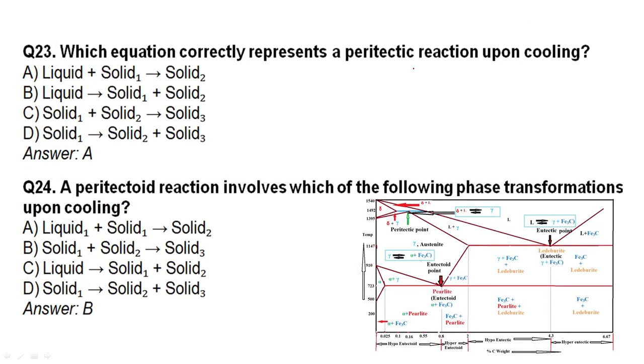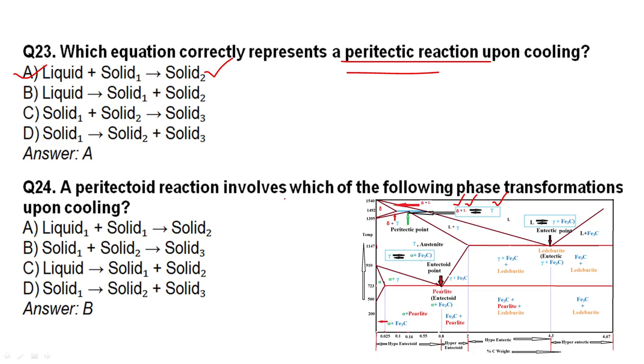Which equation correctly represents the peritectic reaction upon cooling? In the peritectic reaction, with delta ferrite as the solid, liquid plus solid 1 is converted to solid 2. Generally, the peritectic reaction is one liquid and one solid converting to one solid. That is, liquid plus solid 1 is converted to solid 2.